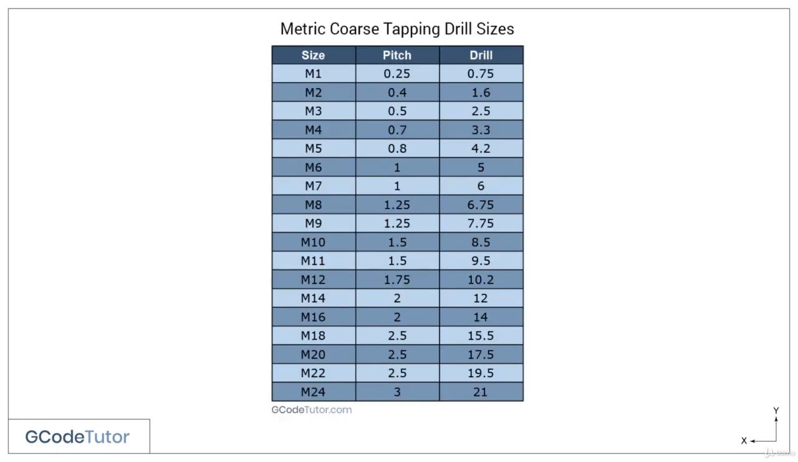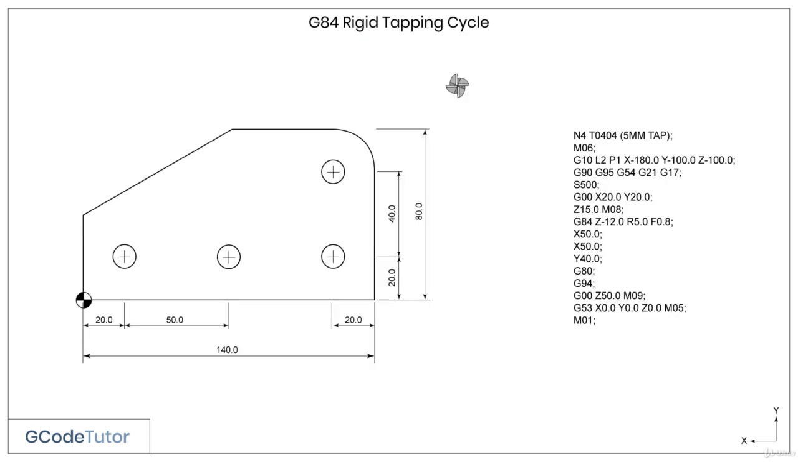For this operation, I'm going to use an M5 tap to machine a metric coarse thread in our 4.2mm holes. So the pitch for this is 0.8mm. This is what we set our F value to. Now we're going to have a look at how we use the G84 rigid tapping cycle within a program.